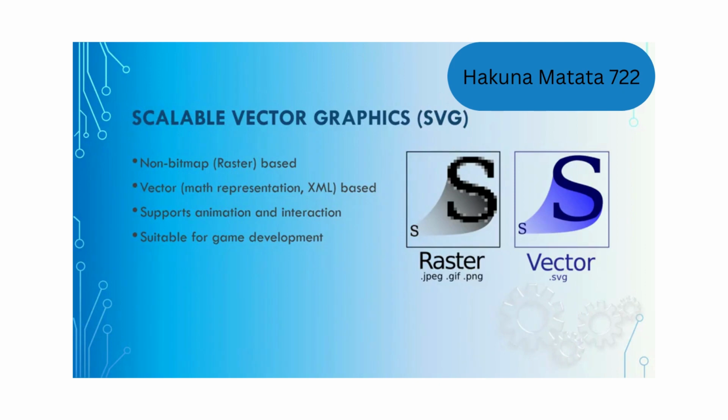The last format that we'll talk about is scalable vector graphics, SVG. From the name, you know that it's a kind of vector image. That means that all the objects inside the image are represented mathematically using equations. Since all the things are represented mathematically, it's very good for animation and interaction. So that's why it's really suitable for game development.